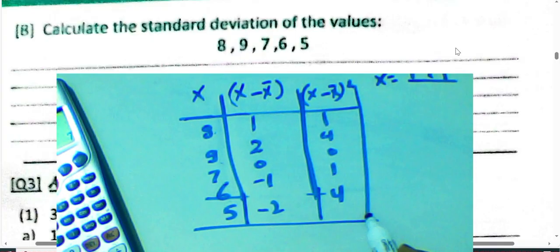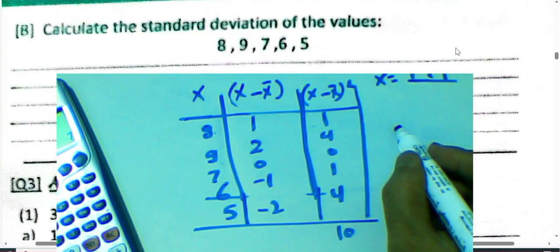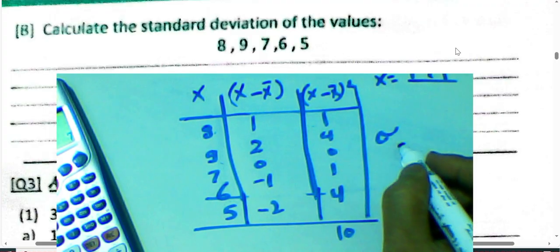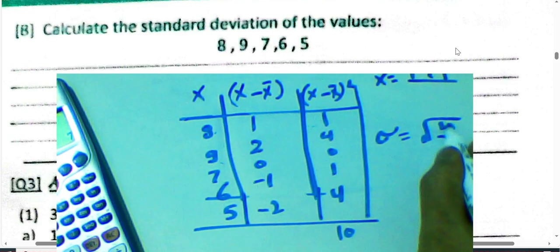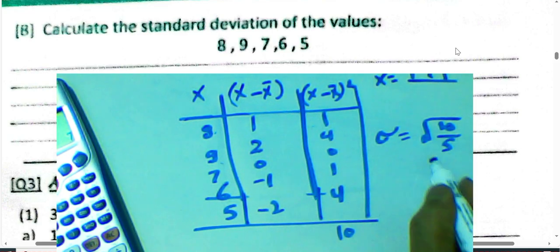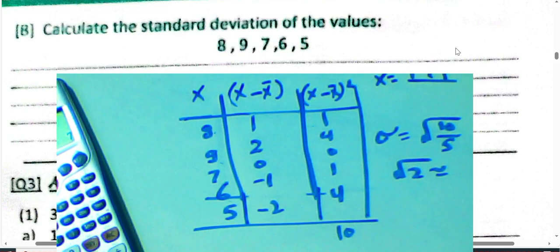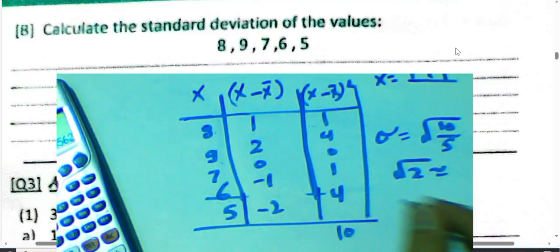And then collect the results. 1 plus 4 is 5, 5 plus 5 is 10. And we have the number of elements, which was 5. Then for the standard deviation, we can write the square root of 10 divided by the number of elements 5. The result will be the square root of 2, approximately 1.7 or 1.4.